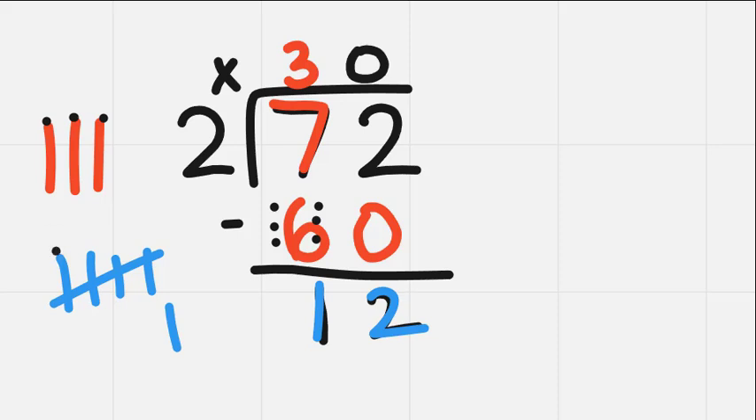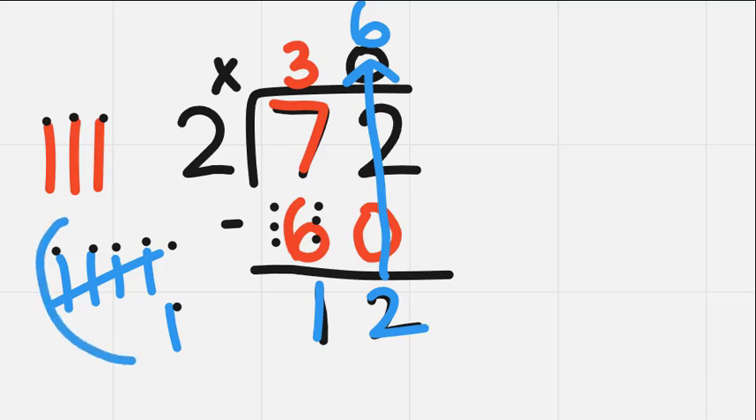Let's count. 1, 2, 3, 4, 5, 6. So 2 goes into 12 6 times. Now because we're looking at 12, we need to go straight up from where that number is. So we're going to put our 6 here. We get the 6 because we counted 6 times. We put it straight up because this is the place value we're working in now.